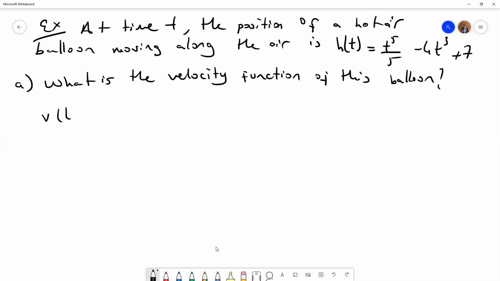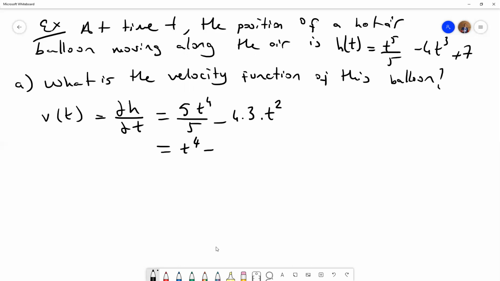You know that to find the velocity function, we have to take the derivative of h with respect to t. So it is 5t to the power 4 over 5 minus 4 multiplied by 3 and t squared, and it is 0. So it is t to the 4 minus 12t squared. It is the velocity function.